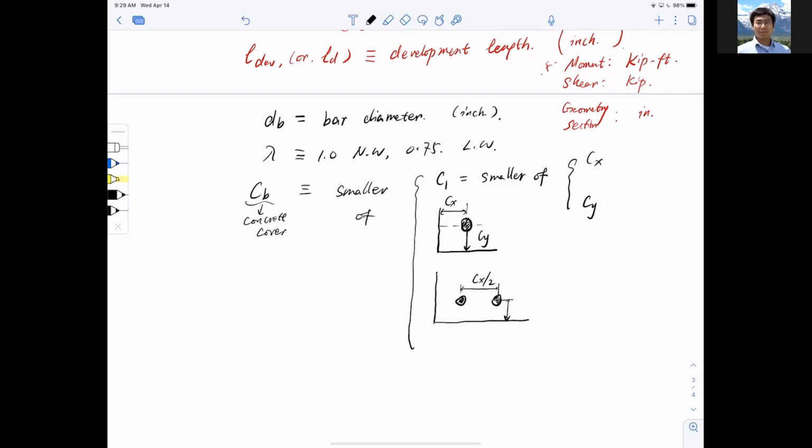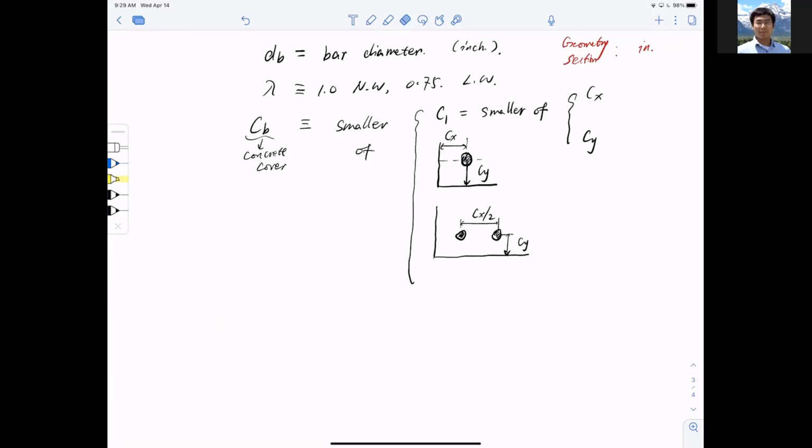Cy is right here. Sorry, let me clear this up. So this is essentially Cx divided by 2. So this is adjacent to bars.